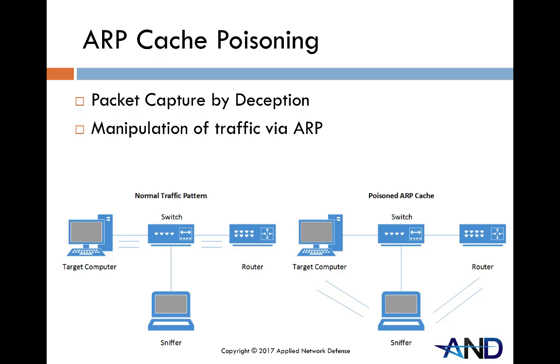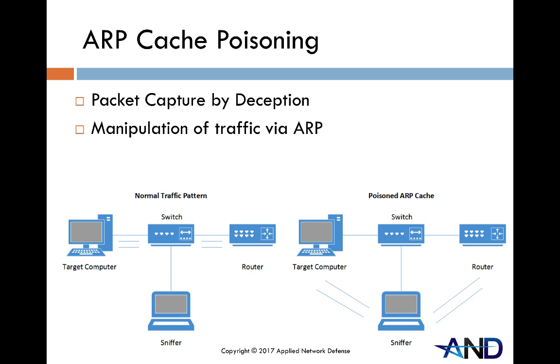Now, if you look at the image I have on the screen, we have two traffic patterns here. On the left, we have a normal traffic pattern, and on the right, we have the traffic pattern associated with a poisoned ARP cache. We've talked a little bit about network addresses and layer 2 addresses, so MAC addresses. Computers and network devices generally need to be aware of both of those. They need layer 2 addresses for communication within a network and layer 3 addresses for communication outside the network, and they use the ARP protocol to associate those. Address resolution protocol is the process of resolving IP addresses and MAC addresses and relating them together.